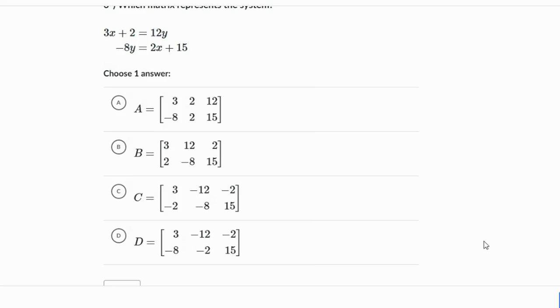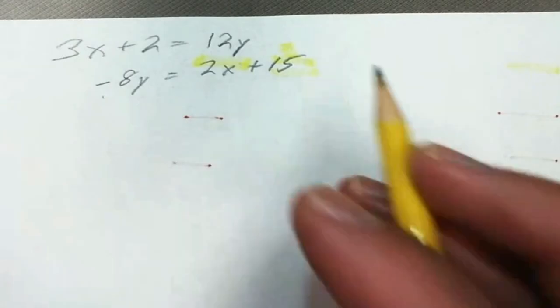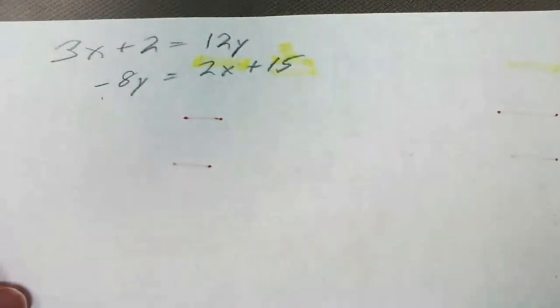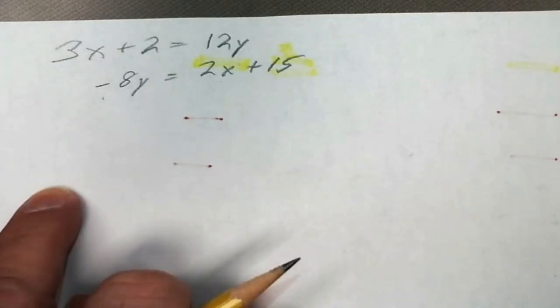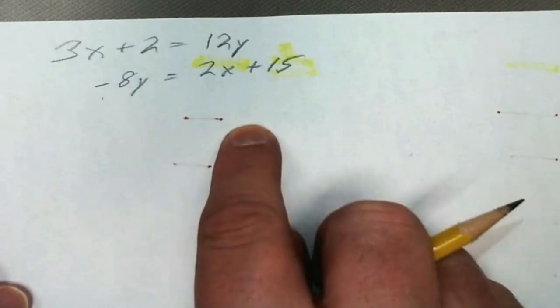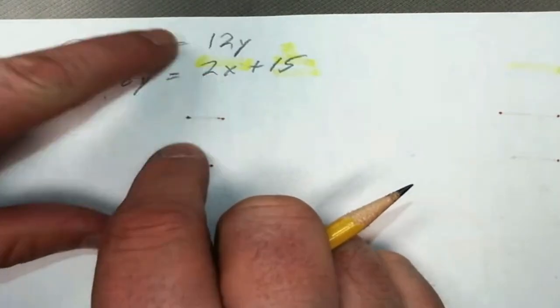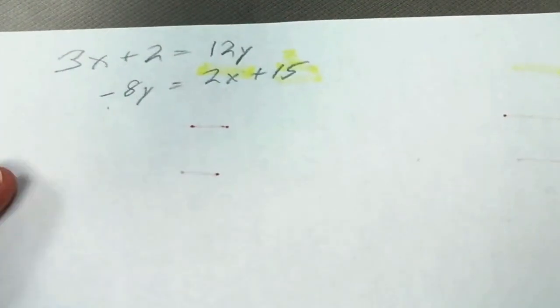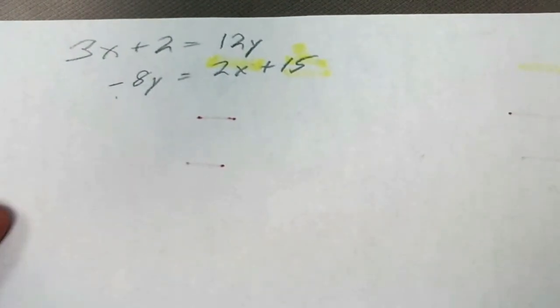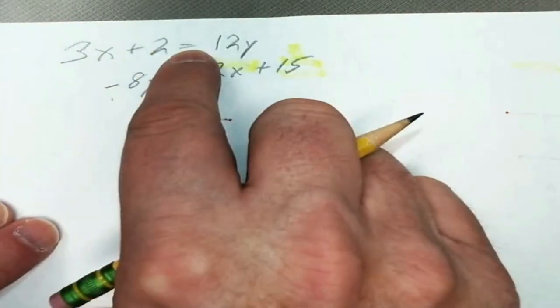let's explore this. We've got 3x plus 2 equals 12y, and we got negative 8y equals 2x plus 15. Well, we know when we make a matrix, all the x's are together in the same column, all the y's are in the same column, and then the constants are in the same column. We've got an x and a y, we've got a 2 and a 2x. These are not the same. They're in a different order. We have to make them all the same order, and we want the two variables on the left, and we want it to be equal to the number on the right.